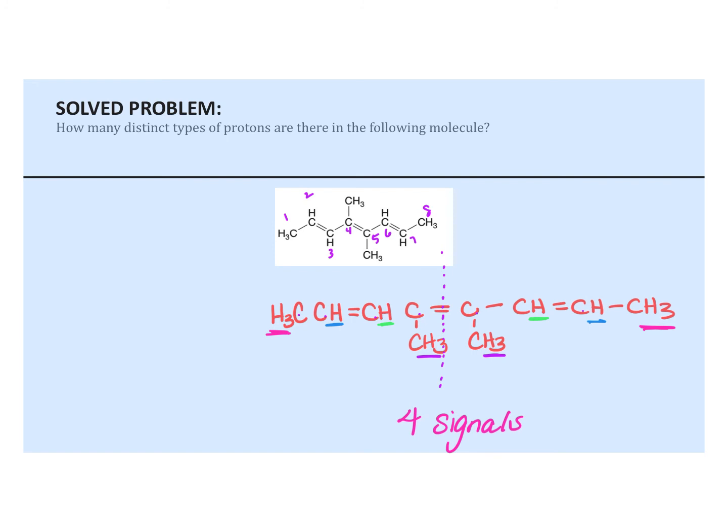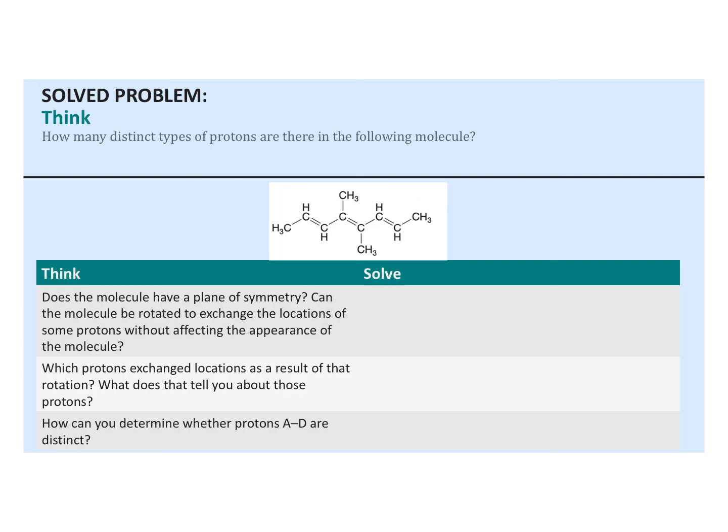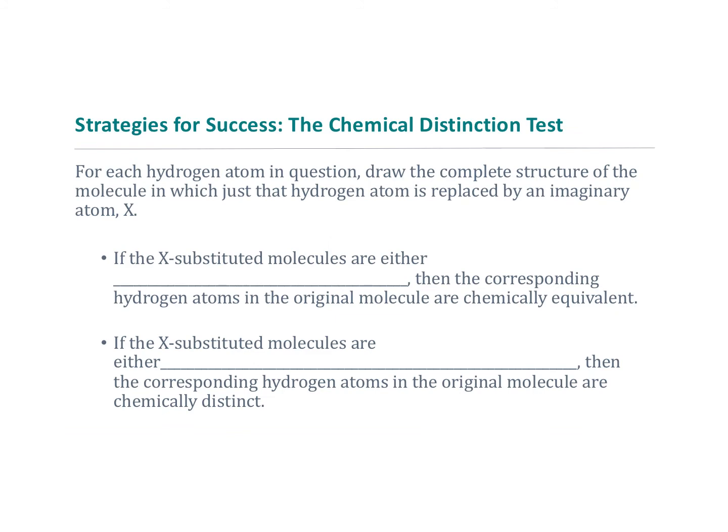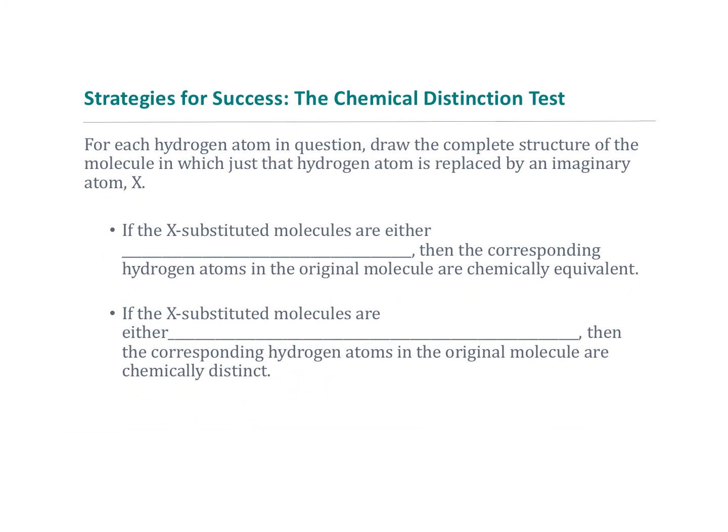Now, he also talks for a while in this chapter about a chemical distinction test. And when we look at the chemical distinction test, basically what he says is, for each hydrogen atom in question, draw the complete structure of the molecule in which just that hydrogen atom is replaced by an imaginary atom X. If the X substituted molecules are either identical or enantiomers, then the corresponding hydrogen atoms in the original molecule are chemically equivalent.